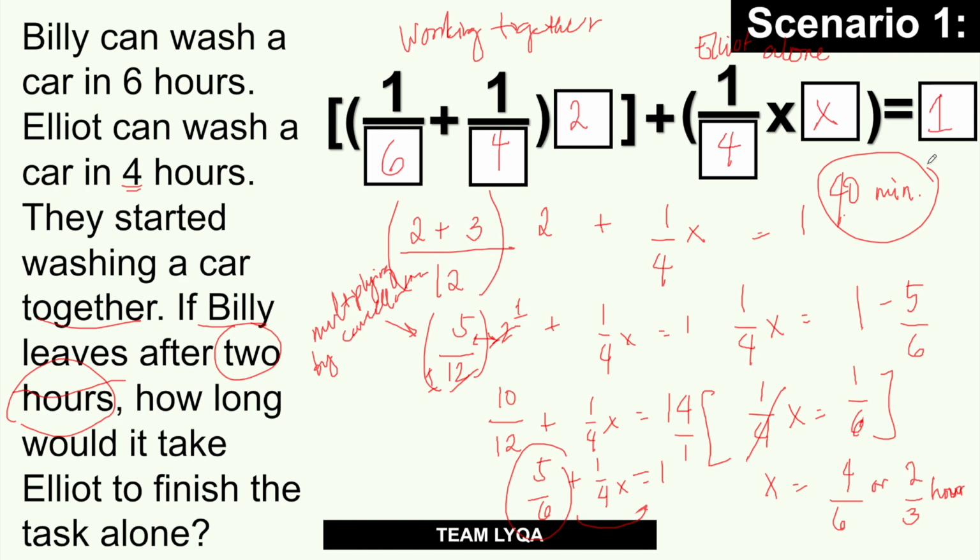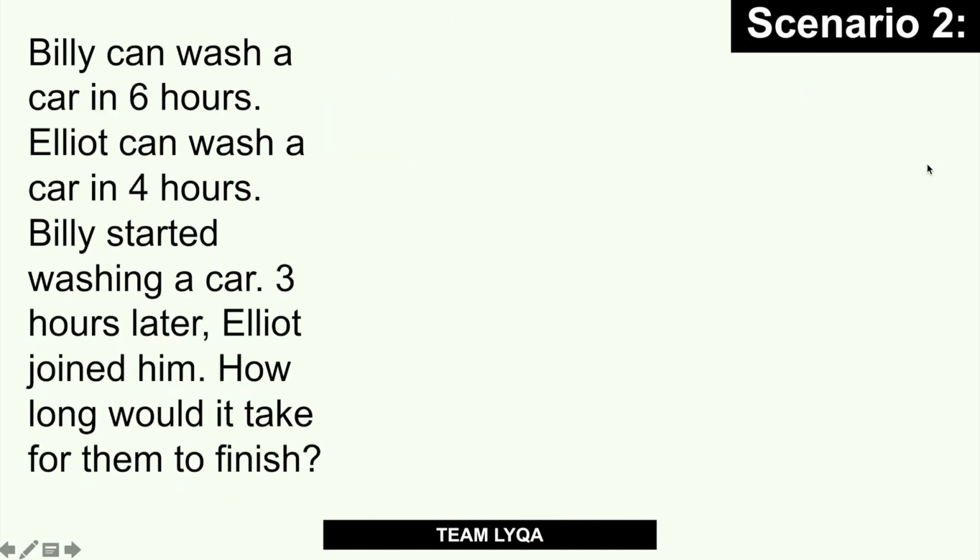Now, we're going to move on to the scenario number 2. Same naman yung information. 6 hours si Billy mag-isa, Elliot mag-isa, 4 hours. Kaya lang, iba yung nangyari. In this case, sabi, Billy started washing a car. So, una, we have Billy alone. Okay? And then, 3 hours later, ibig sabihin 3 oras na naghuhugas ng kotse si Billy, Elliot joined him. So, tumulong si Elliot, ibig sabihin, dalawa sila.